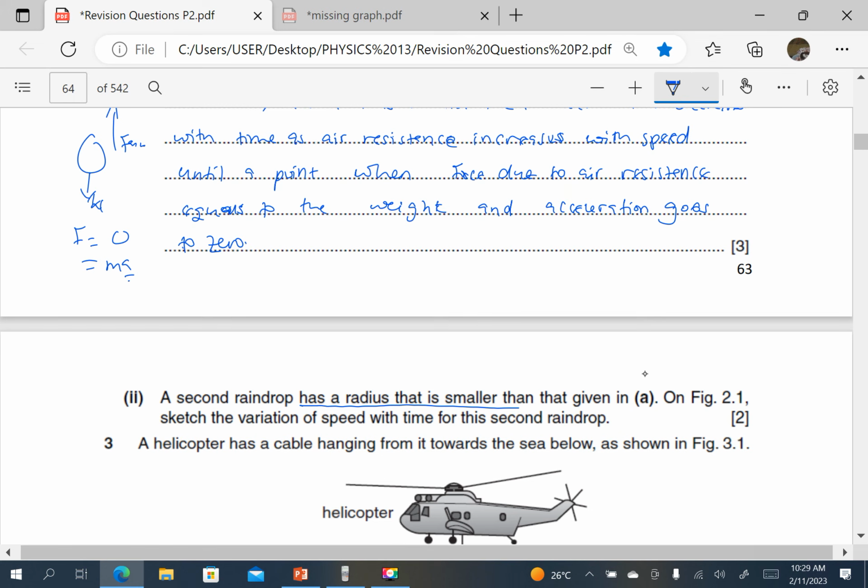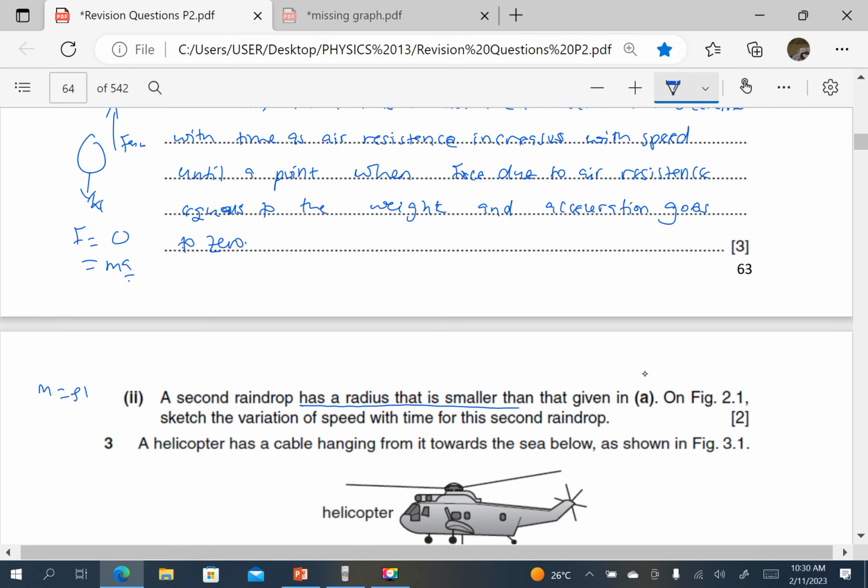But it will also reach terminal velocity. So because the air resistance is going to be less, the graph for the second one is going to be on top of the first one. The second raindrop has a radius that is smaller than that given in A. The radius is smaller, so the surface area has reduced. So the air resistance is going to be less, but the density has remained the same, because it is still the density of water.